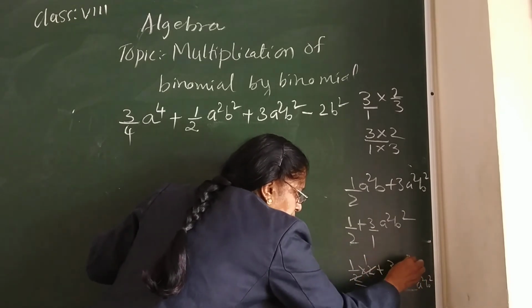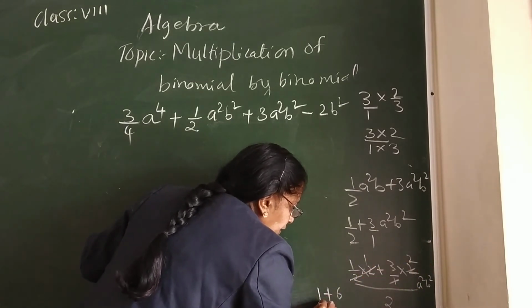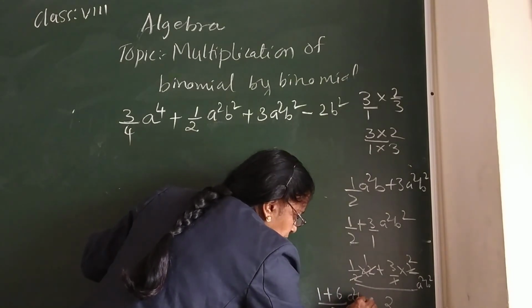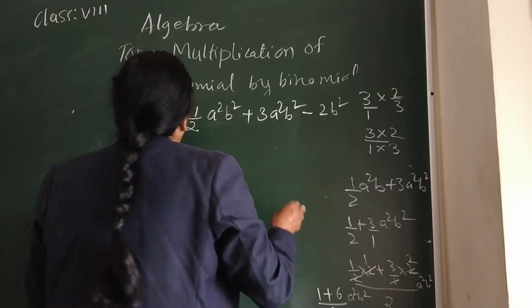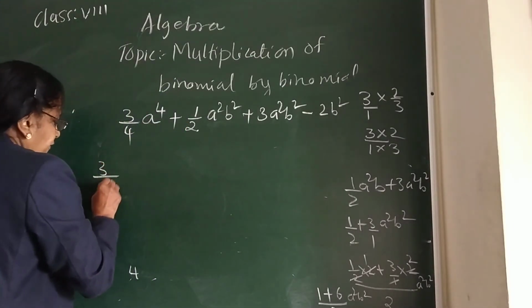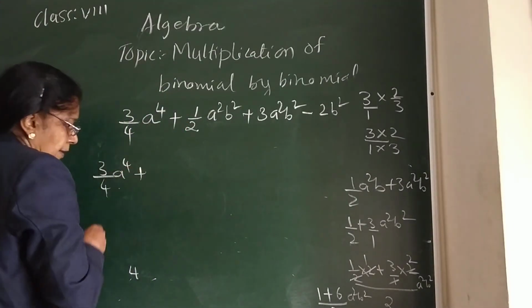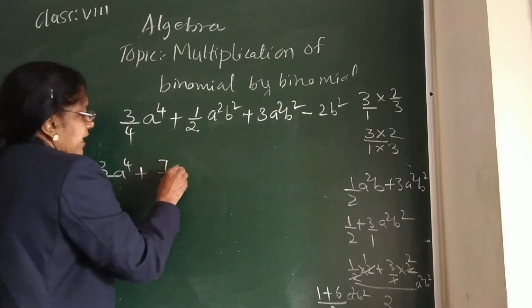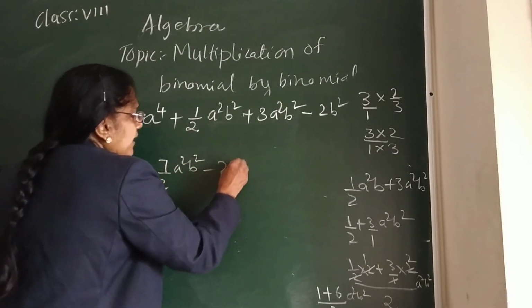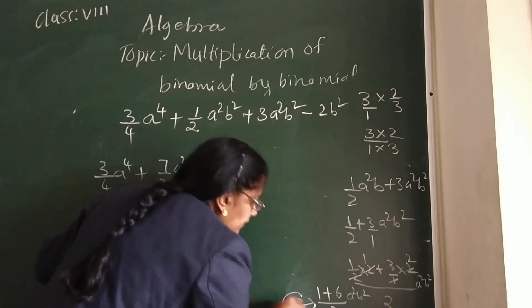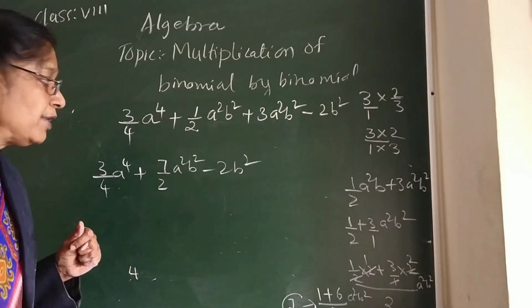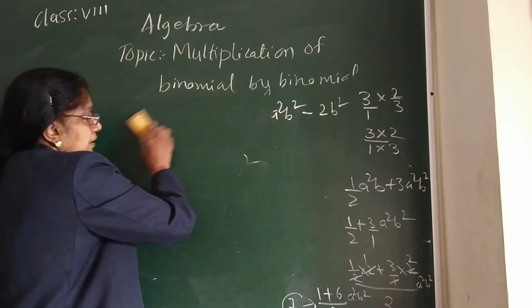You can cancel. 1 2s are 2, 3 2s are 6 by 2. A square b square. 1 plus 6 is how much? 7. So you will get the answer as 3 by 4 a to the power of 4 plus 7 by 2 a square b square minus 2b square. So this is 7 by 2.